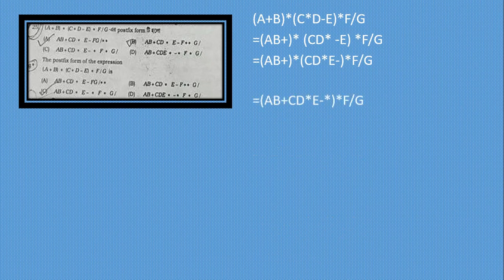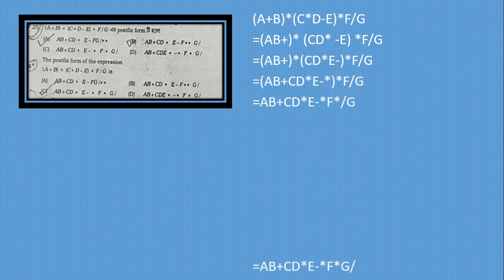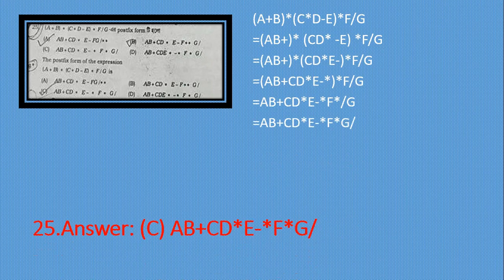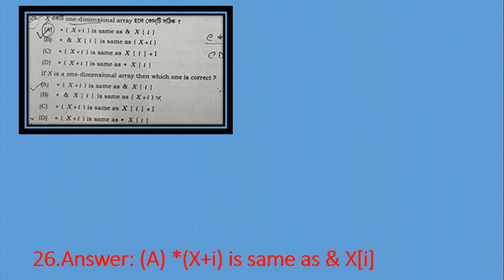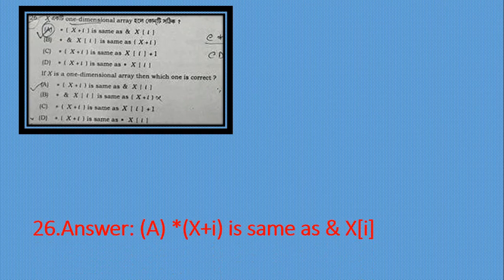Postfix form of the expression. So the right answer is option C. If X is a one-dimensional array, then which one is correct? Obviously, option A.